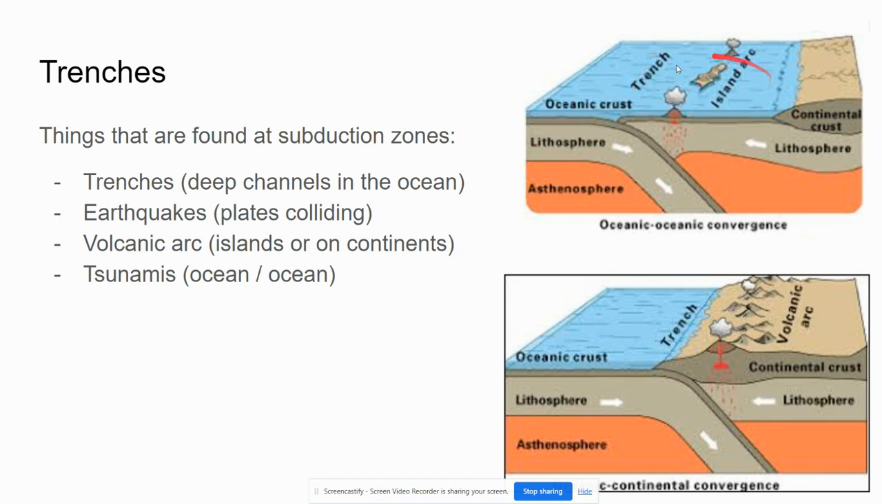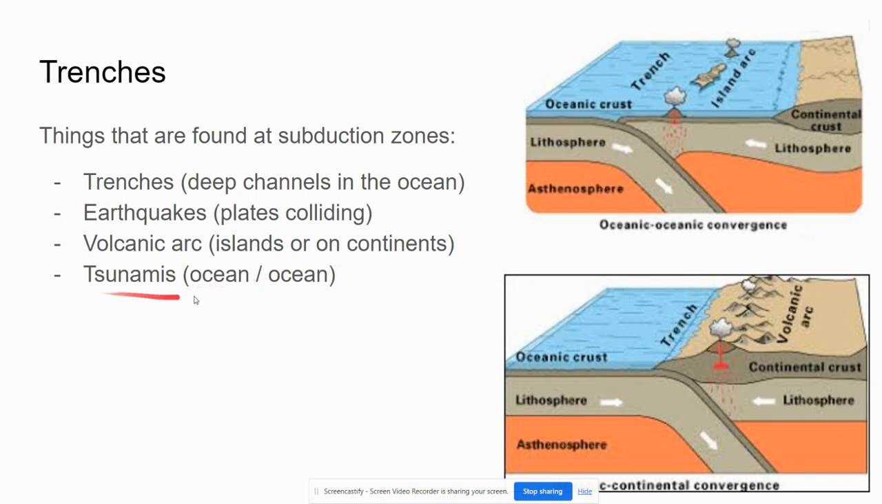The only reason the top one is volcanic islands is because there's two oceanic crusts that are colliding. When you look at the bottom one, you have an oceanic and a continent crust. So since the oceanic has to go underneath, those volcanoes have to go onto the land or the continent, because that's the other plate that's there.